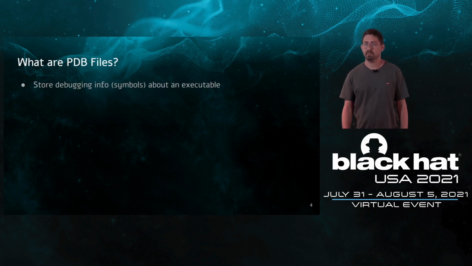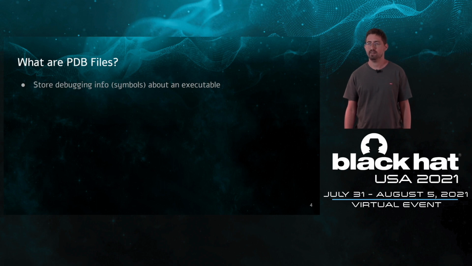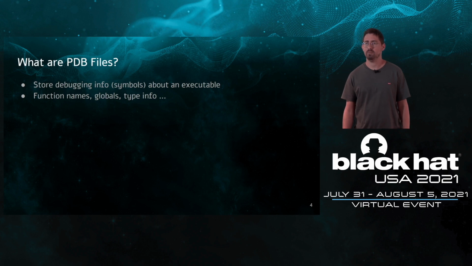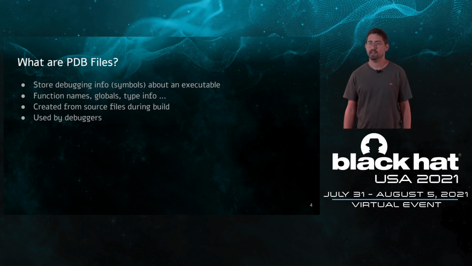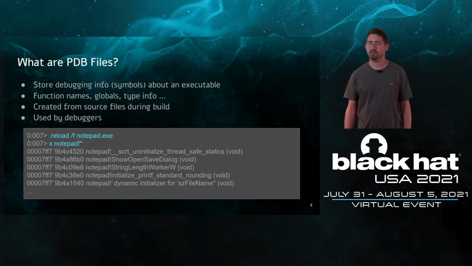So PDB files store debugging information, also known as symbols, about a Windows executable program. Those are stored on top of these files rather than the executable files themselves. They contain things like function names, globals, type information, and so on, and are created from source files during the build process. Then they're used by debuggers to display the debugging information in a meaningful way throughout the debugging session. Here is an example of using WinDBG to load the PDB file of Notepad and then use the X command to simply dump all symbols from it.